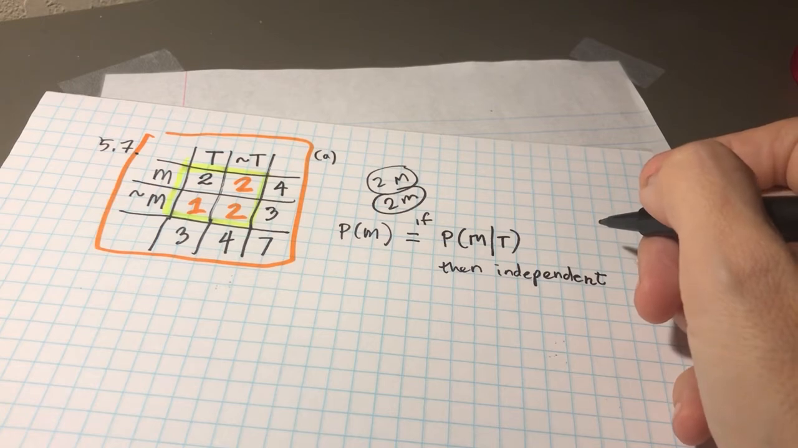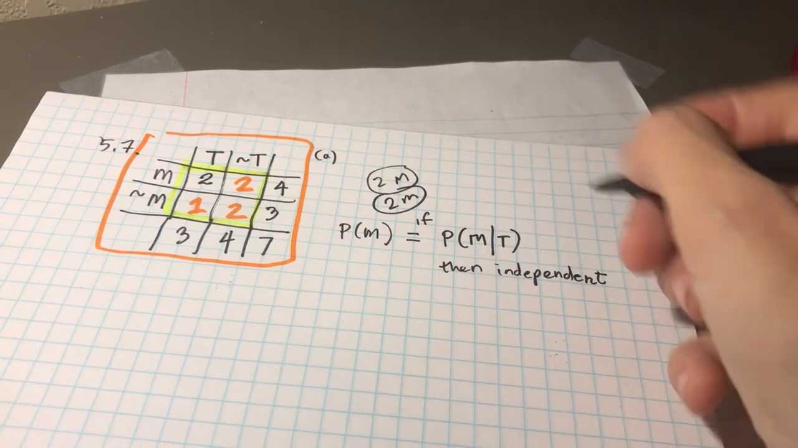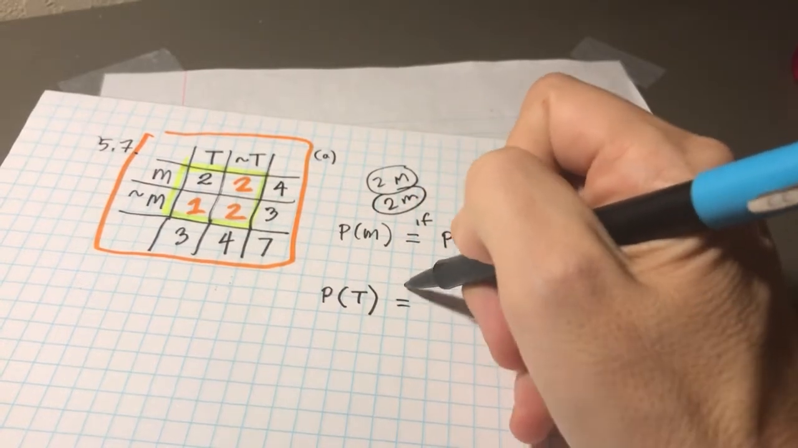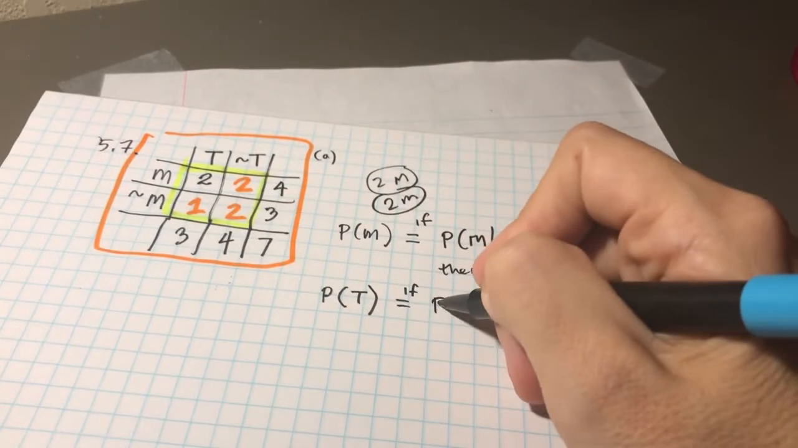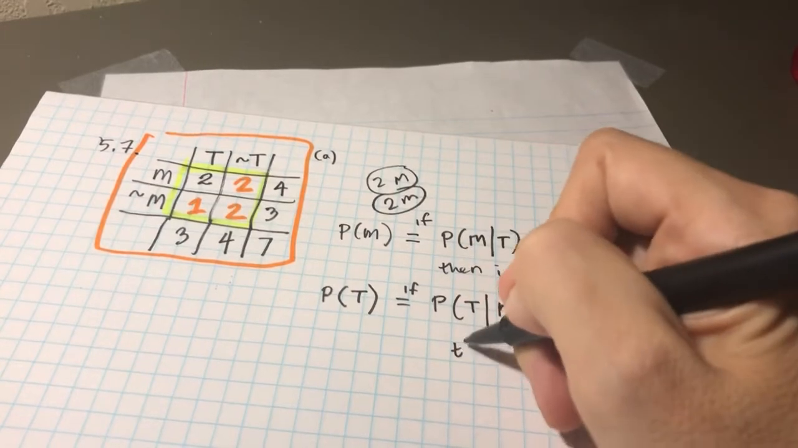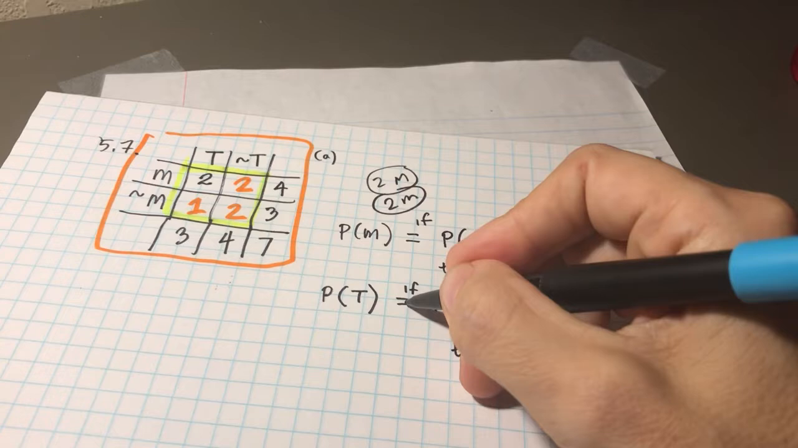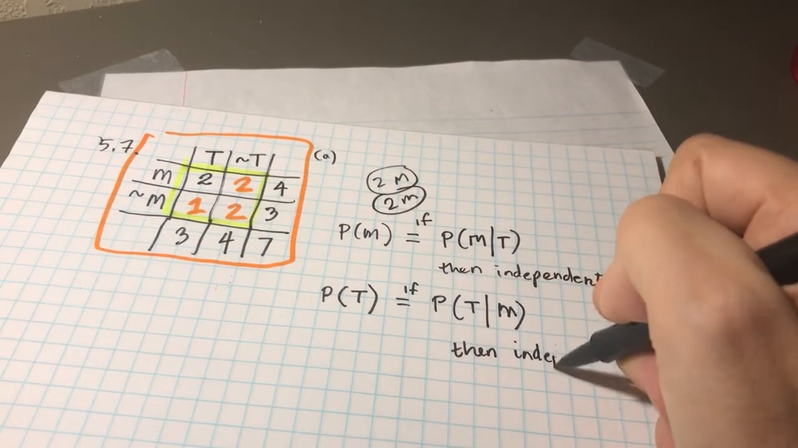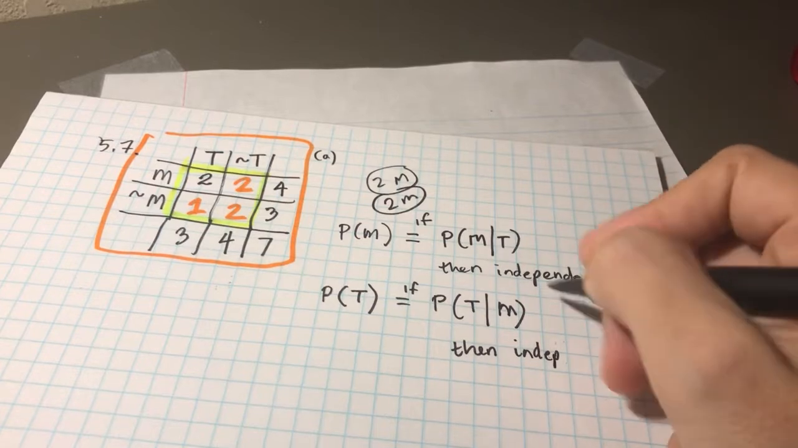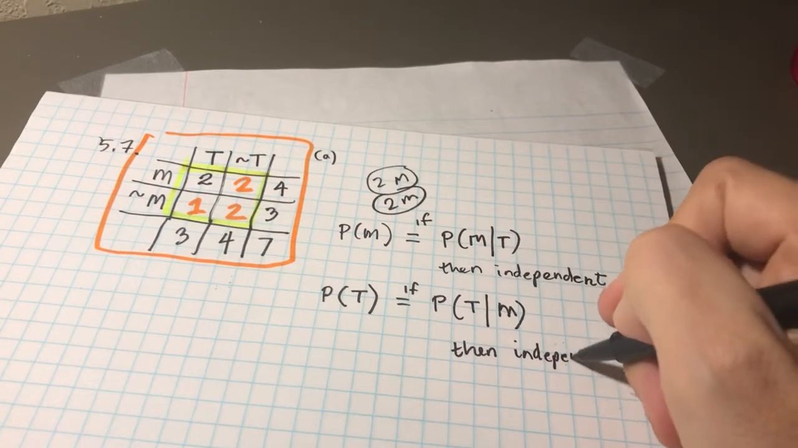You also could test out what's the probability of thick crust, and if that would be equal to the probability of thick crust given you have mushrooms, that would be another way to say, yep, if those are equal, then it's independent. Knowing if they have mushroom doesn't help me figure out if it's thick crust or not.